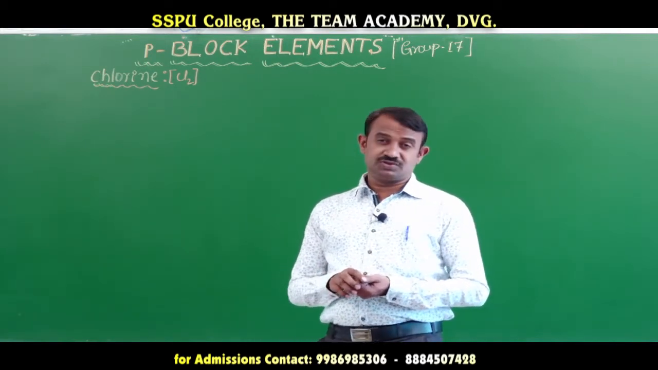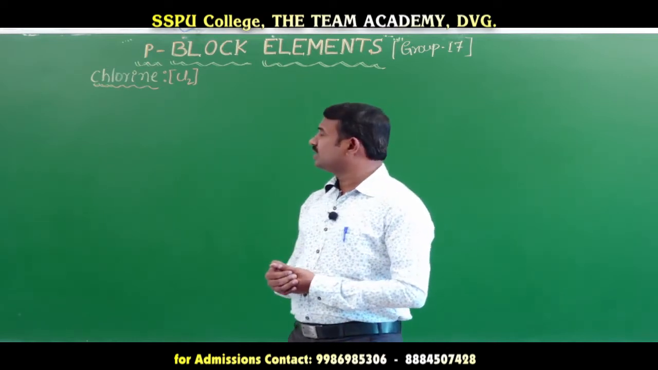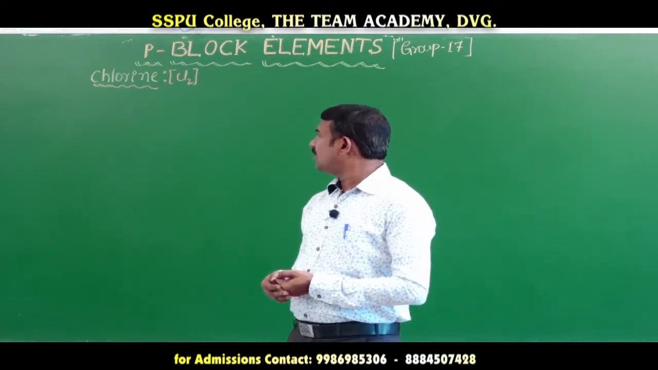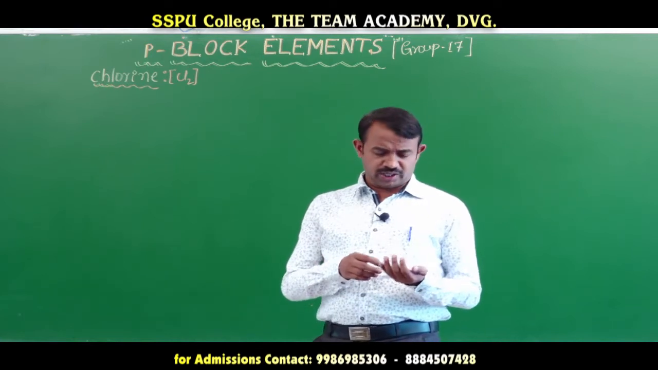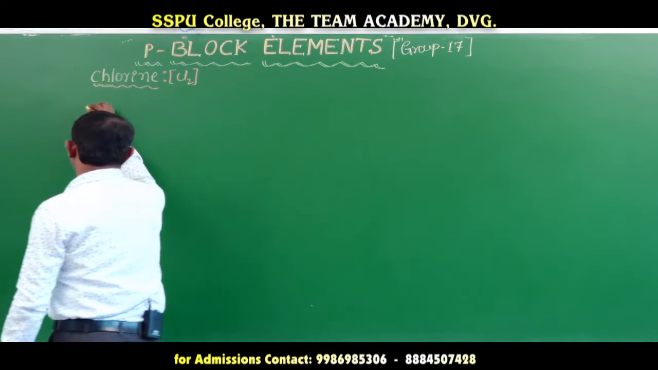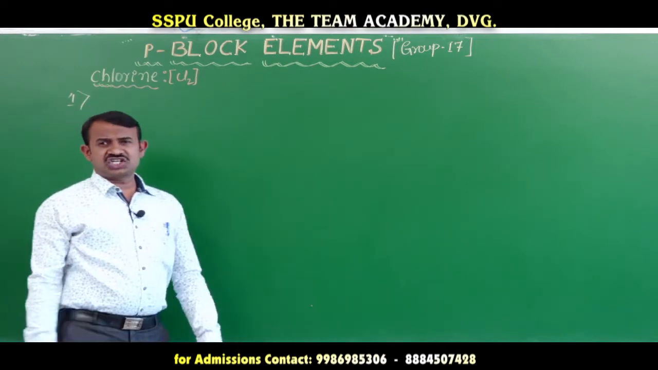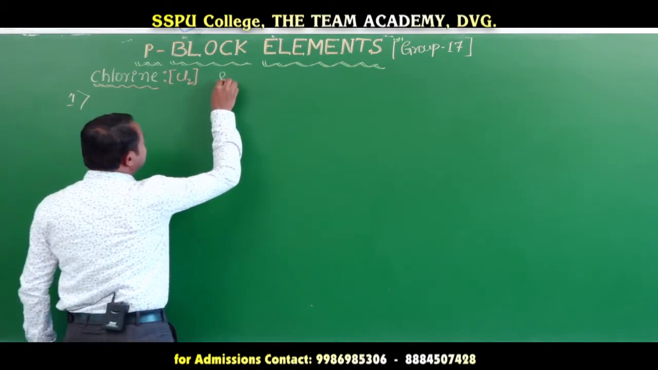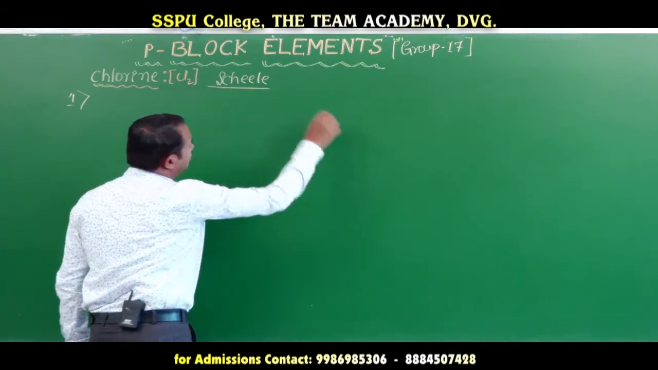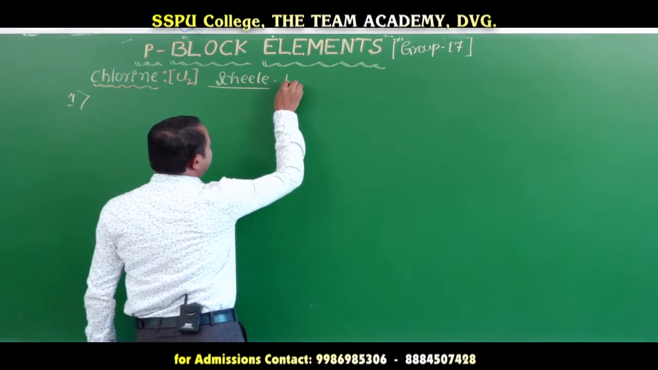There are two derivatives. The first one is chlorine and the second one is hydrochloric acid, important for the board examination. First, how to prepare chlorine? We will go for the preparation of chlorine. It was first discovered by the scientist Scheele, in 1774.